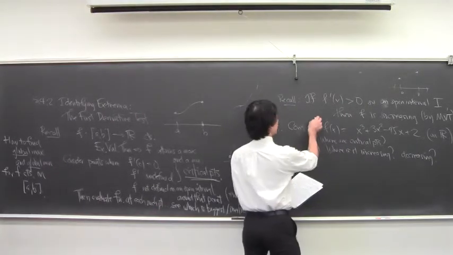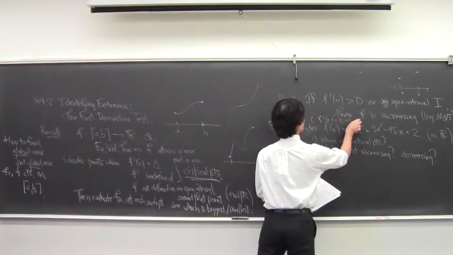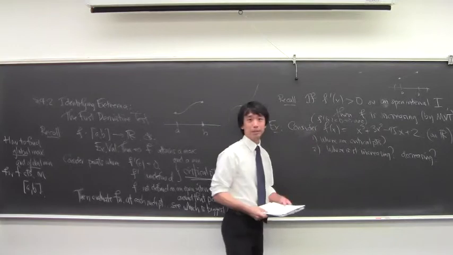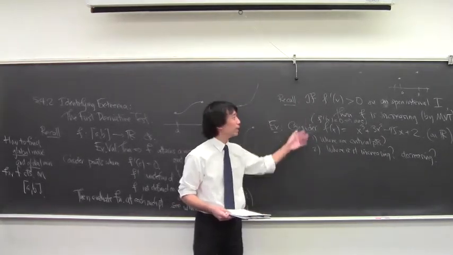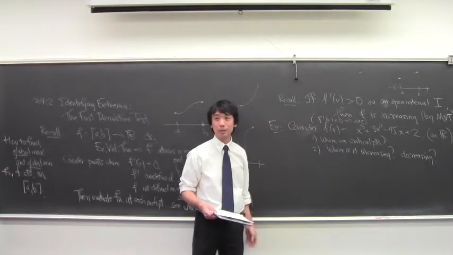Oh, I should also say, if f prime is less than 0, then it's decreasing. So there's an analogous statement. If f prime is positive, you have an increasing function. If f prime is negative, you have a decreasing function.